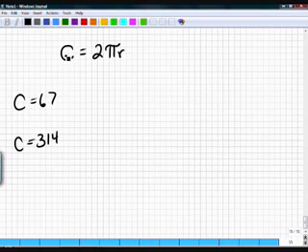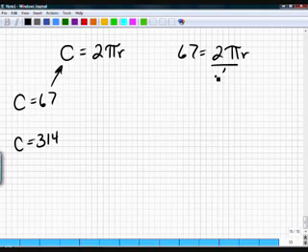So I'm going to have to plug these circumferences in and try to find r. One way of doing it is to just plug that in: 67 equals 2 pi r. And then how do you find the r? That's being multiplied, right? So you divide by 2 pi. But let me show you something.